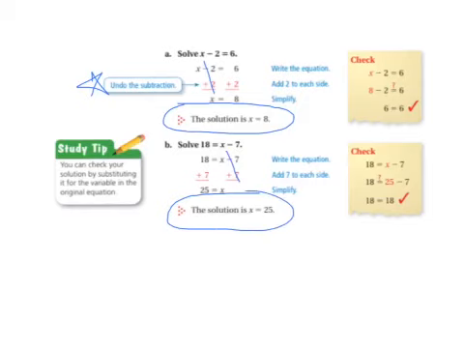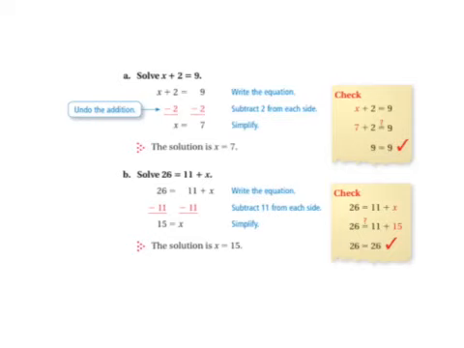Let's take a look at where we're going to be using subtraction to solve. You go through the same process. Here we've got x plus 2 equals 9. We want to get rid of the plus 2. Well, the opposite of plus 2 is minus 2. So I'm going to subtract 2 from both sides. Plus 2 minus 2 cancels each other out. 9 minus 2 is 7. So our solution is x equals 7.